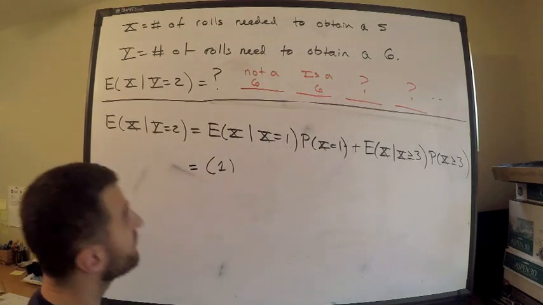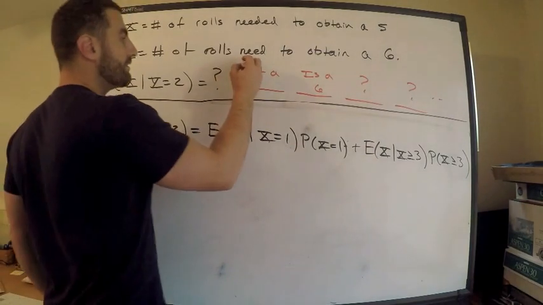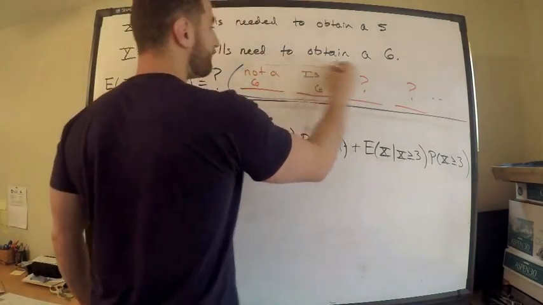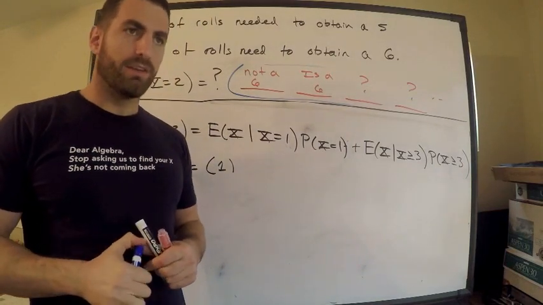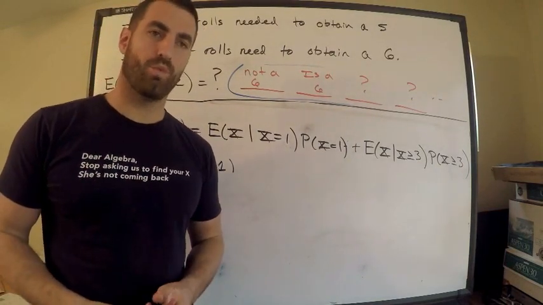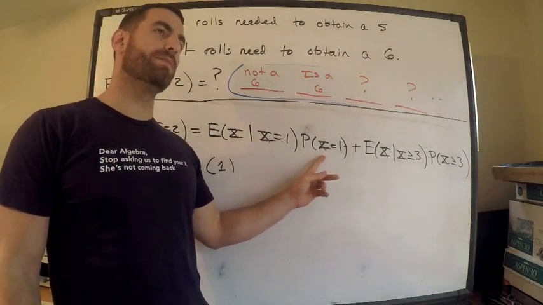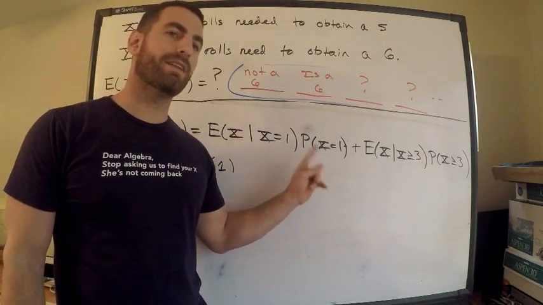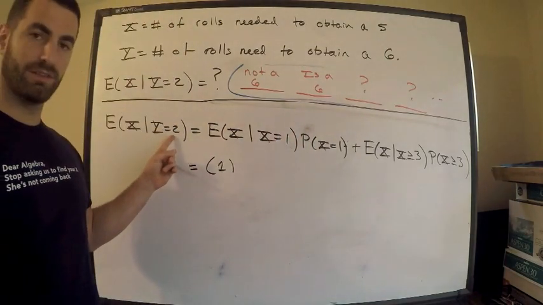Now this is where you have to think about this. Think about this little example I just sort of gave you. What's the probability x is 1? It's not 1/6. Why is it not 1/6? The probability the number of rolls needed to obtain a 5 is not 1/6. Why? Because it's not a 6.